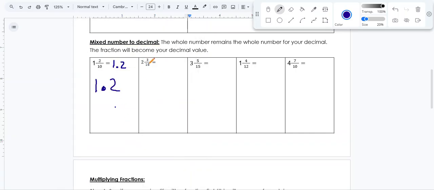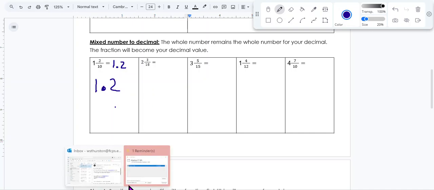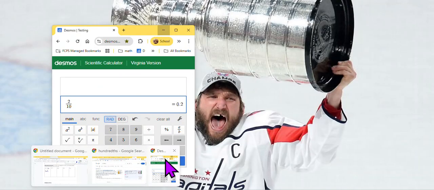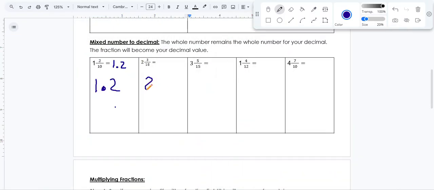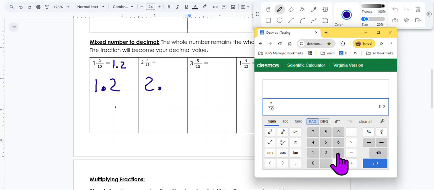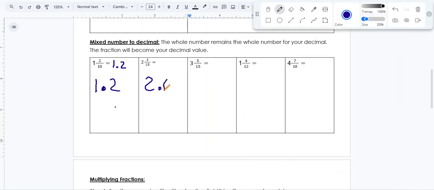When it's not a 10 down here, you can't do what we did here because it's not showing the tenths place. This is the 18th place, which really doesn't exist. But let's do that one. For that one, my whole number is the number in front. That 2 is still going to stay there, right? But to get to my decimal, I have to divide my fraction. So I'd have to do 3 divided by 18, and I get 0.166666 repeating. So this would be 2.16, and then the 6 is repeating. So I put a line over the 6 that shows that 6 is repeating.